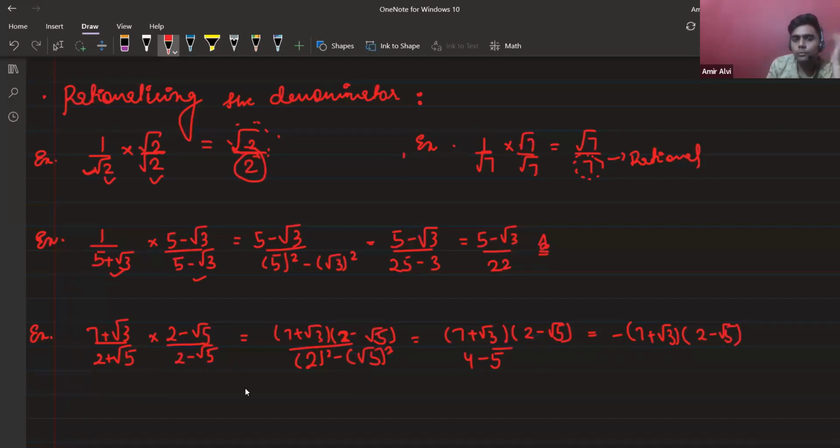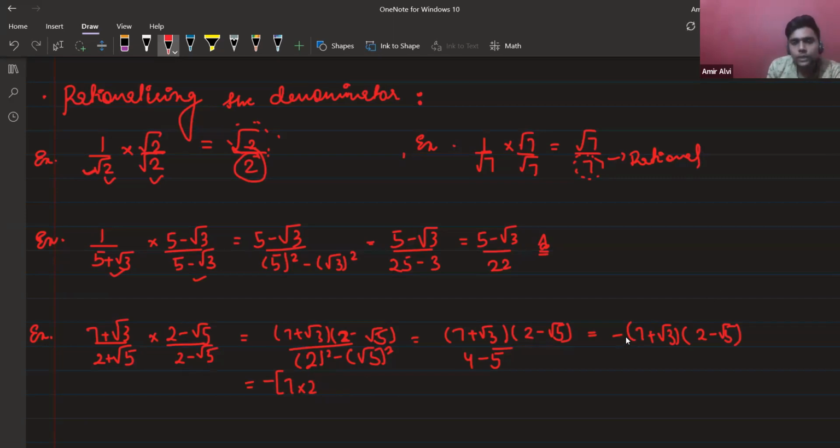So you just have to multiply them one by one. Because that's not making an identity, all the things are different. This is what you have to do. 7 into 2. The negative sign is there outside. We take the bracket: 7 into 2. Next term, what will you take? Minus root 3 minus root 5.